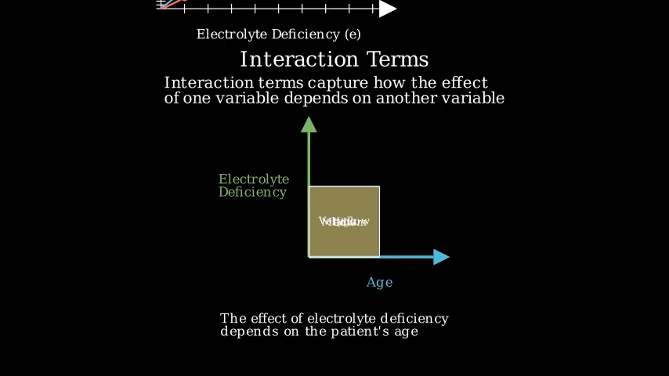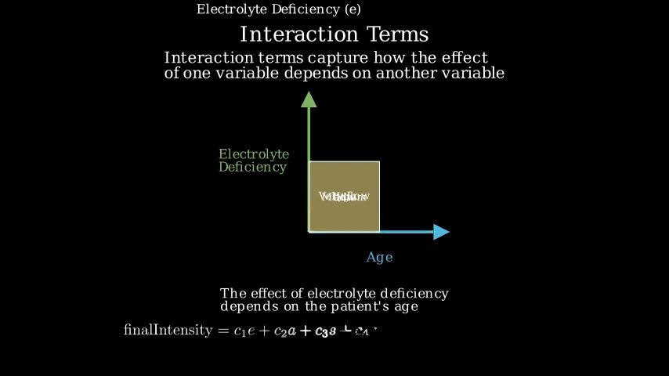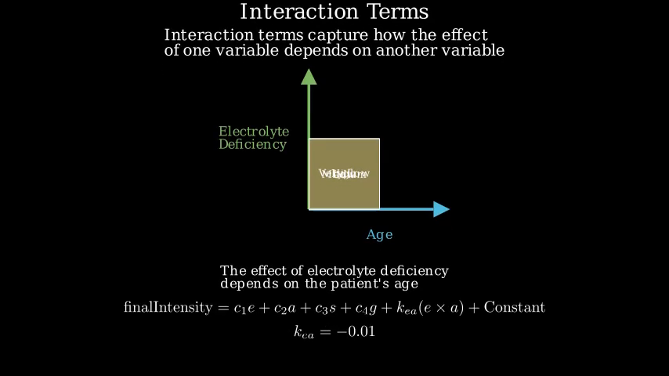We could add an interaction term like K sub EA times E times A to our original formula. Final intensity equals C sub 1 times E plus C sub 2 times A plus C sub 3 times S plus C sub 4 times G plus K sub EA times the quantity E times A plus a constant, for example, if K sub EA equals negative 0.01. This means that for each unit increase in both age and electrolyte deficiency, the intensity is further reduced by 0.01.